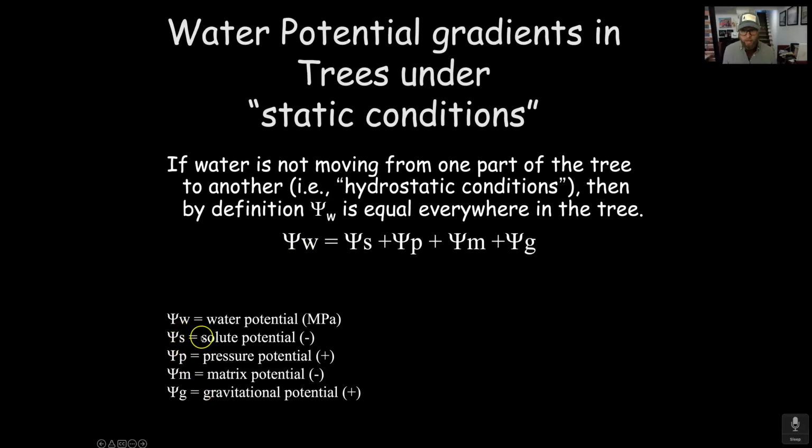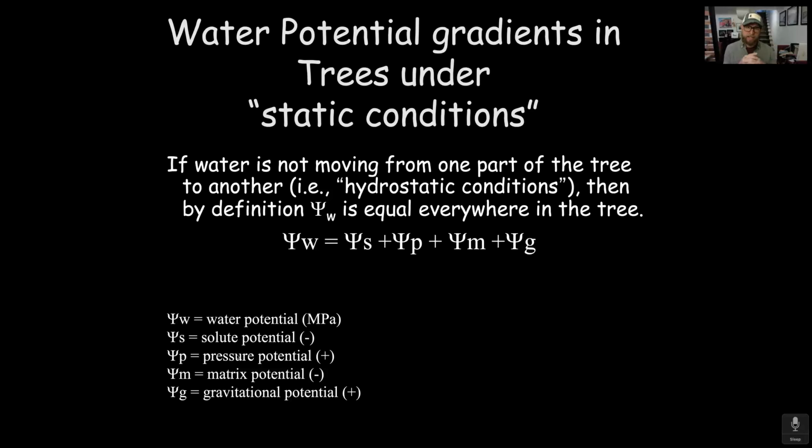Psi sub S is the solute potential. Remember, if we add solutes, they're going to interact with the water molecules and decrease the potential energy of water. So solute potential has a negative effect on water potential. It's going to push it to lower potential energies and more negative numbers. Pressure potential, on the other hand, is going to increase potential energy, like when we pressurize a system.